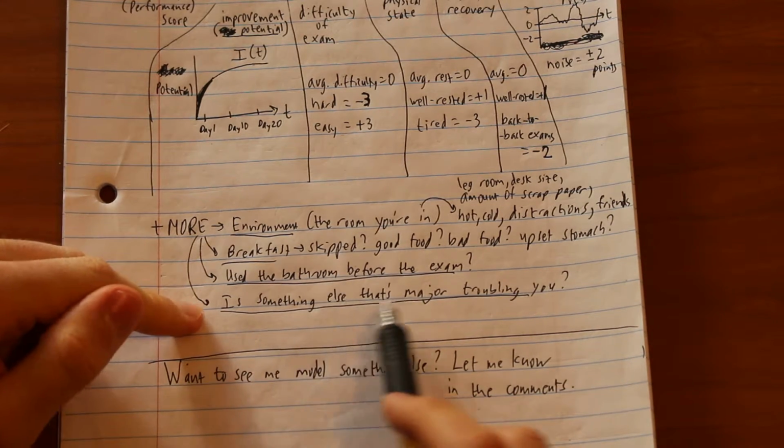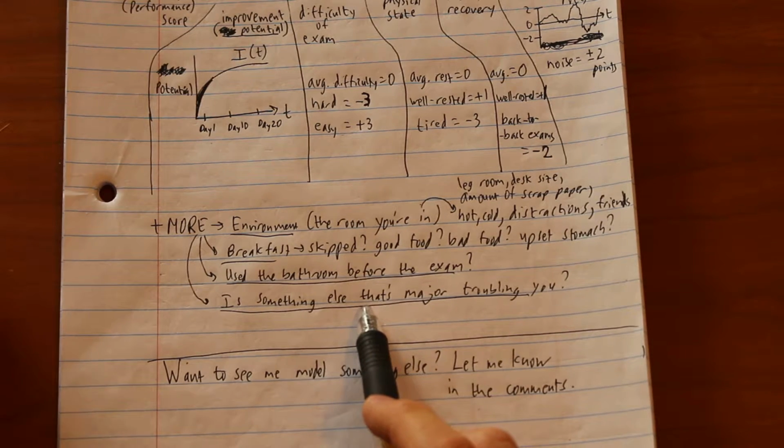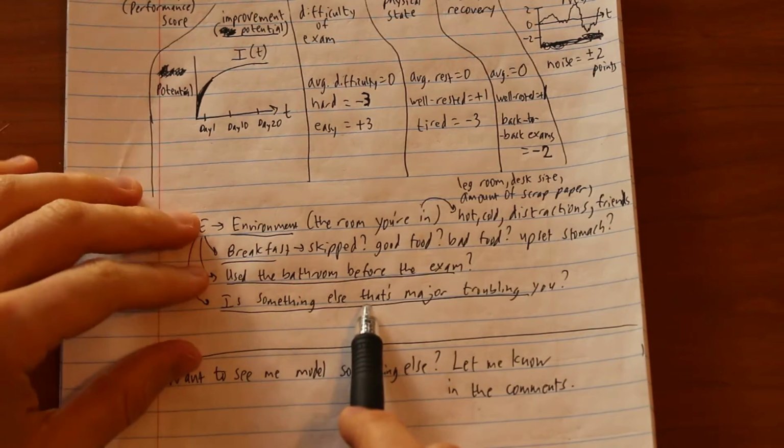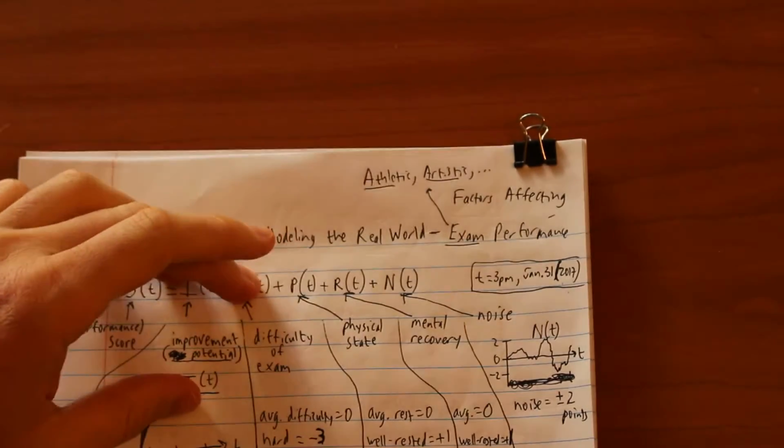Is something else major troubling you? Maybe some other major life event happened. You're thinking about something else. Your mind is elsewhere, and so you're not performing optimally. So again, these are things you could try to incorporate into this equation.